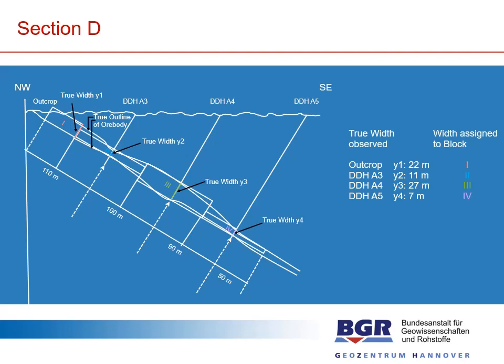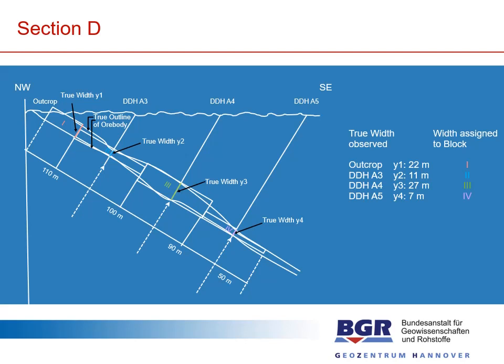To calculate the surface of the different blocks, we take an example, DDHA4. You have the width of the intersect, which is 27 meters, and you take half the distance to the drill hole DDHA3, which is 50 meters, and you also take half the distance to the drill hole DDHA5, which in this case is 45 meters. So you add 50 and 45, which is 95, and then you multiply 95 times 27, and that gives you the surface of block 3.